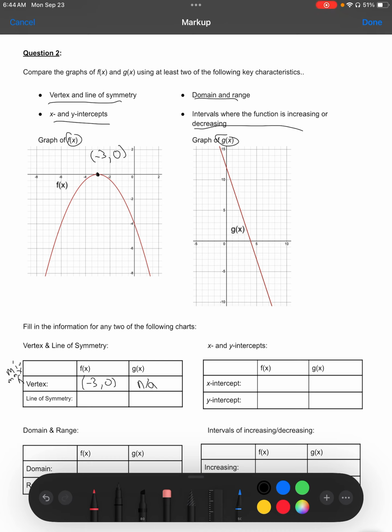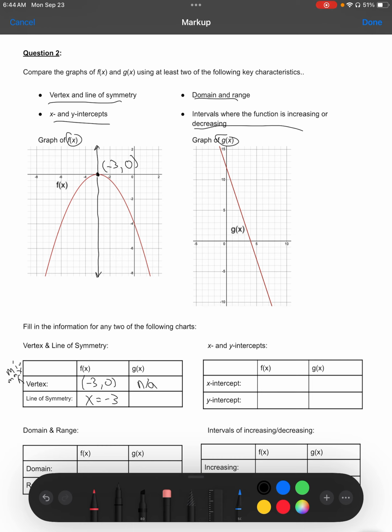Then line of symmetry, as we said on question 1, is the line that you could draw on the graph that would cut the graph in half. The line of symmetry is going to be right here. It goes through the middle of this graph and cuts it in half. Well, this line is at -3. The x value of this line is -3, so we would say that this line of symmetry is x equals -3.